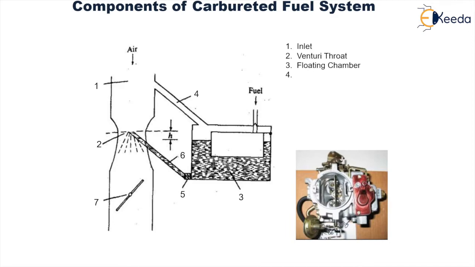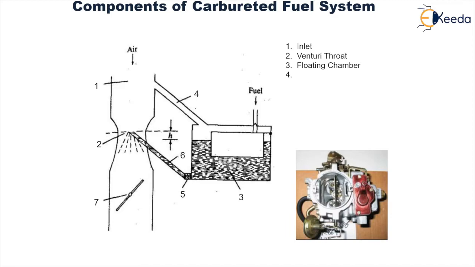Three is the floating chamber where fuel is present. You will see that a float is present and the direction of fuel is shown from the petrol tank or the fuel tank. When the fuel is filled in the floating chamber to a predetermined level, the float will rise and block the passage, from where further influx of the fuel will stop.